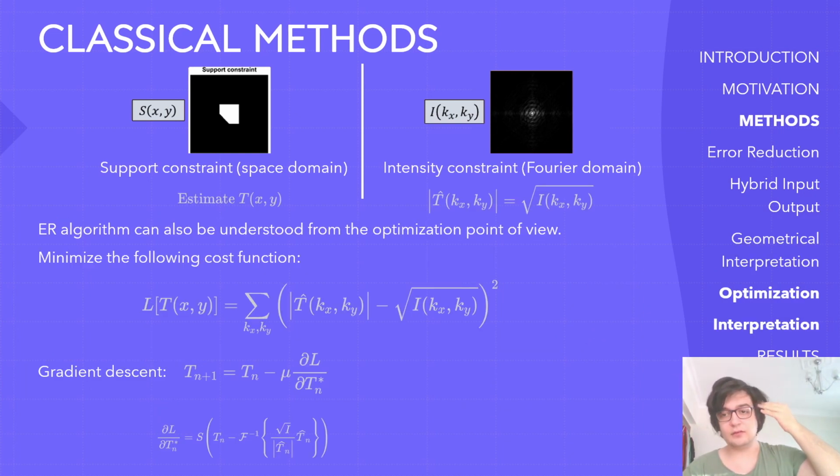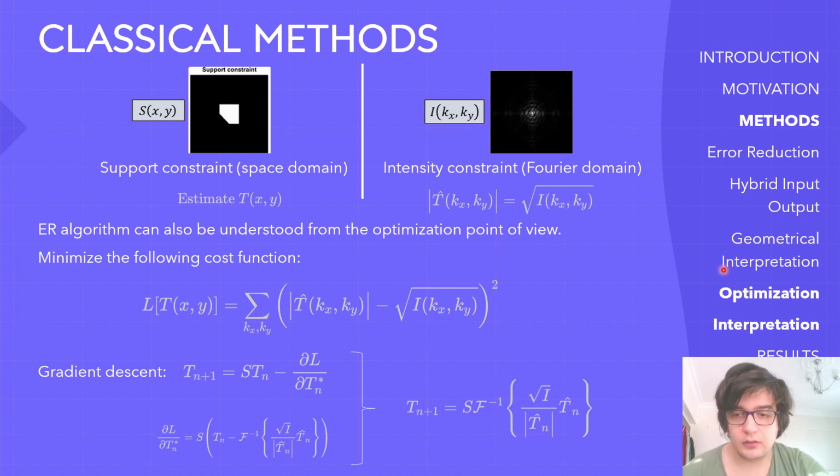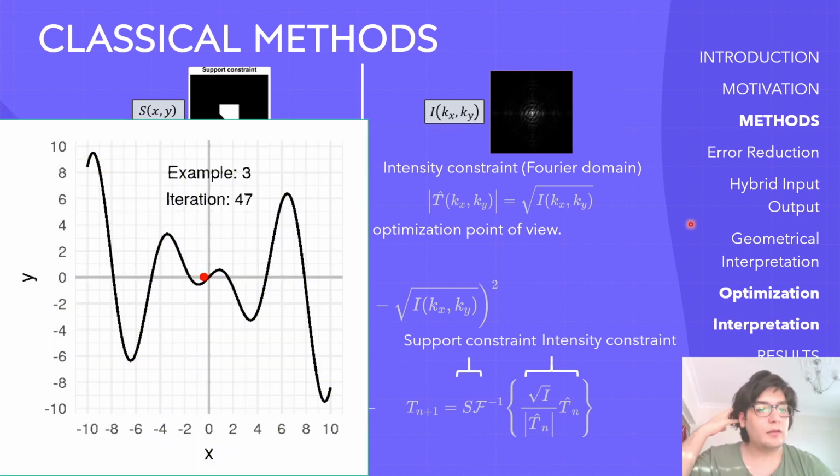You can also understand the classical method from an optimization perspective. We want to minimize the following cost function. If we apply the gradient descent algorithm to solve this problem under some assumptions, we derive the error reduction algorithm. But the problem here is that gradient descent converges to a local minimum. Since it converges to a local minimum, we can't find the global minimum, but it reduces the error in each step.